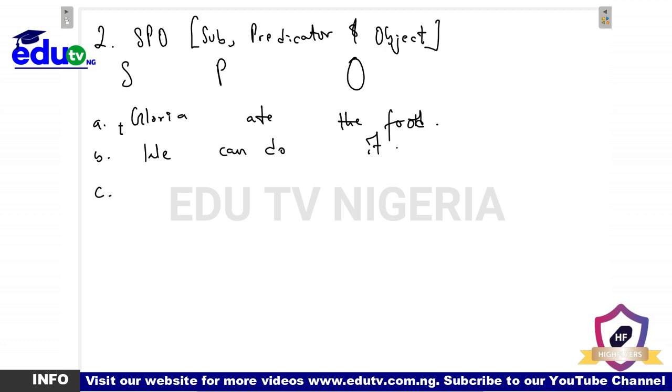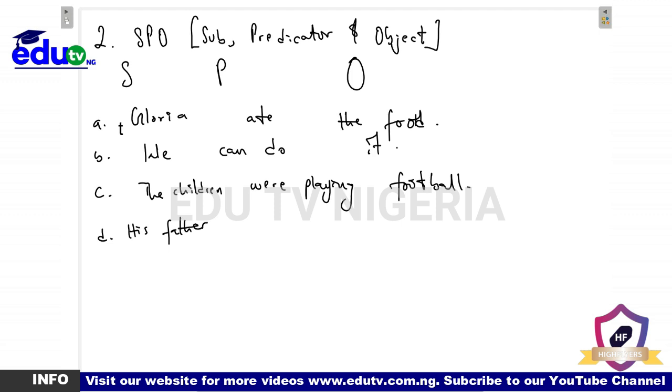We have "the children were playing football." Now the fourth example, we have "his father would have shut the door."